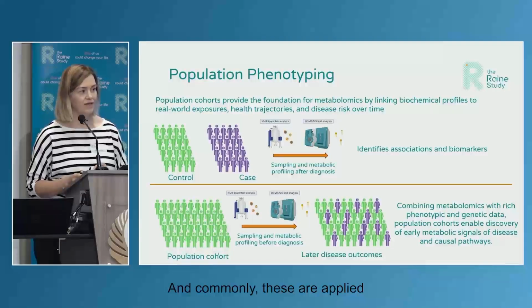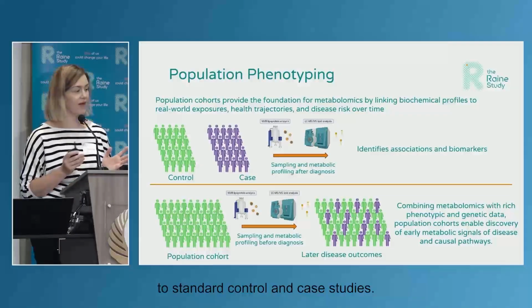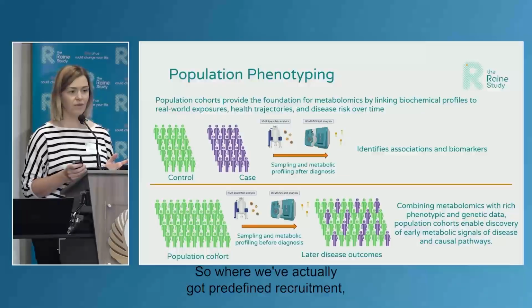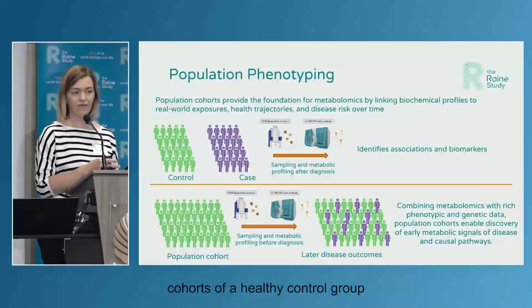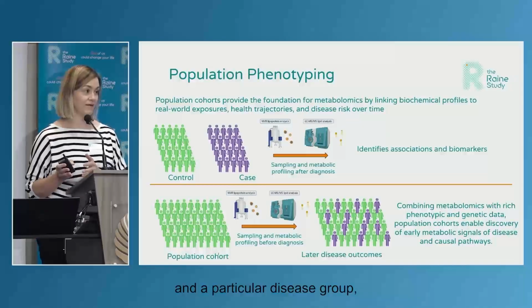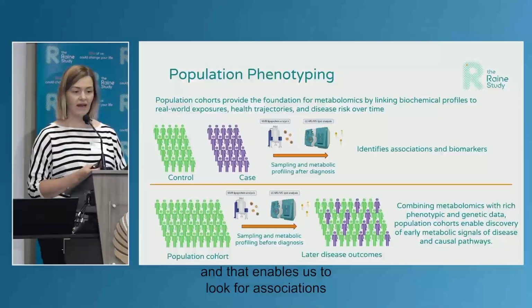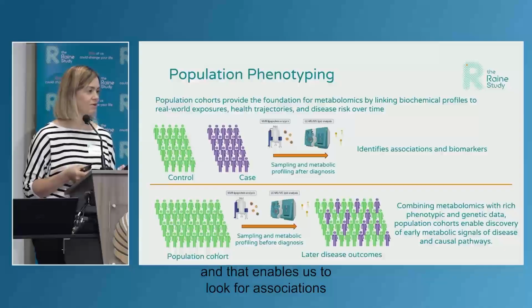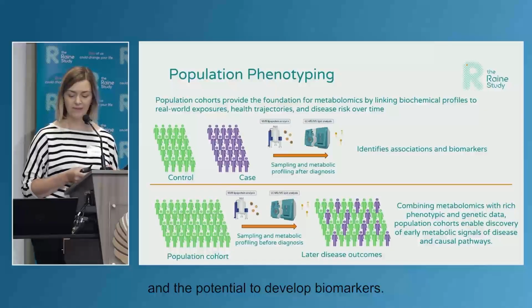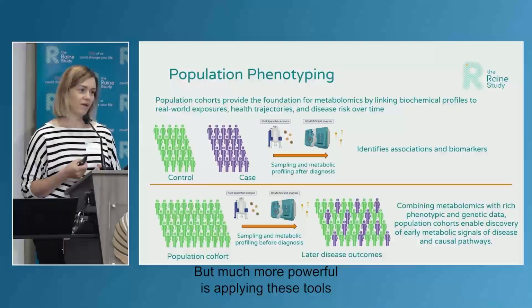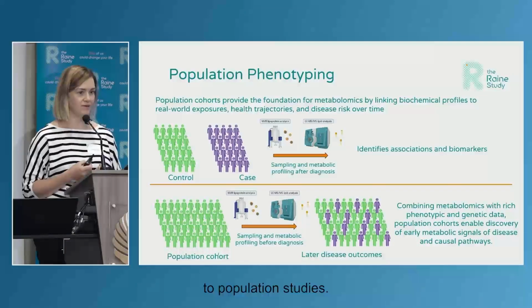And commonly these are applied to standard control and case studies, where we've got predefined recruitment cohorts of a healthy control group and a particular disease group. That enables us to look for associations between metabolites and disease outcomes and the potential to develop biomarkers. But much more powerful is applying these tools to population studies.